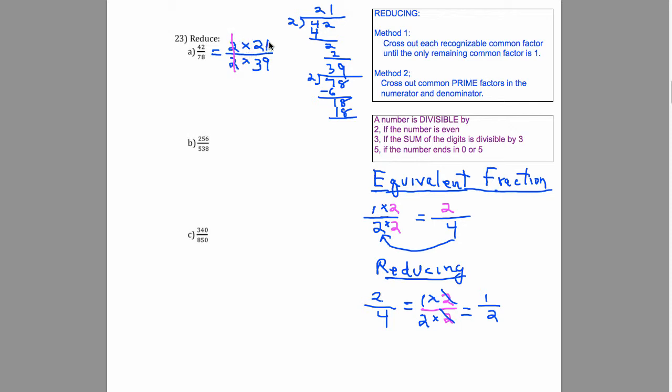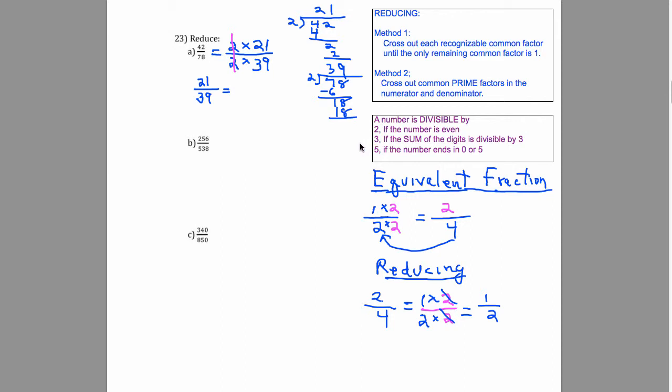And now the question is, are we done, or is there more work to be done? Well, at this point we have 21 over 39. Is there anything common to both? Well, we know 2 will not work now. Let's try 3. How do you know whether 3 works quickly?